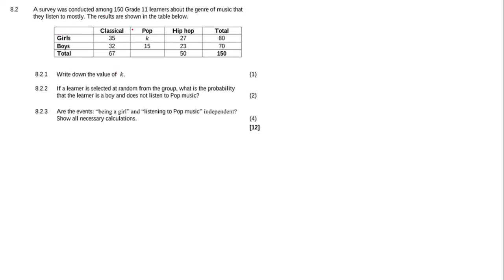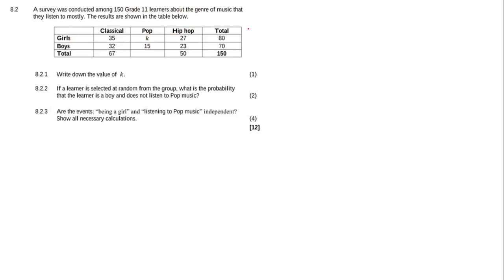They say to us, a survey was conducted among 150 grade 11 learners about the genre of music that they listen to mostly. The results are shown in the table below. So we can see that we have different genres of music. We have classical, we have pop, we have hip hop. There are 3 of them. And then we have girls and boys who are under these categories.